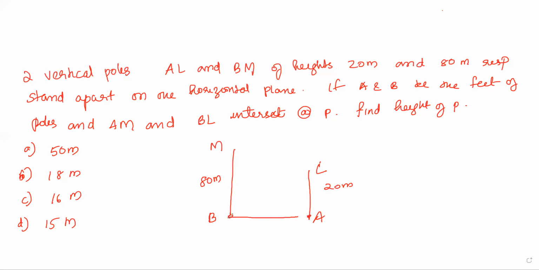They stand apart on a horizontal plane, so they are on the horizontal plane. A and B are the feet of the poles, and AM and BL intersect at P. So this is P, and you have to find the height of P. If this is P, I'm just marking this point as Q, and this height you have to find out. That height I'm just writing as H.